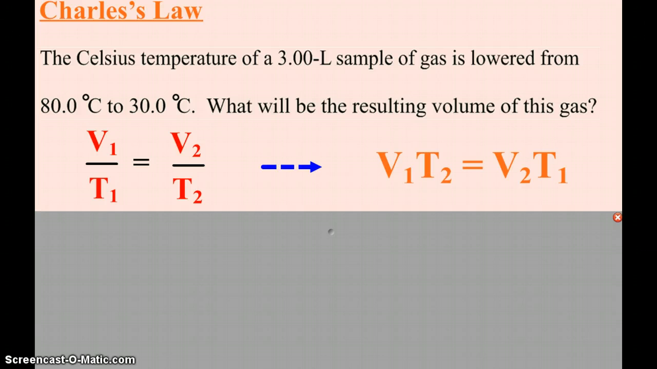Here's our sample question. My advice: as soon as you see a question that involves temperature, get rid of Celsius if you have to. 80 degrees Celsius, no. That's 353 Kelvin. 30 degrees Celsius, no. That's 303 Kelvin. I added the magic number of 273. That way you're guaranteed that you won't put a Celsius temperature by accident.